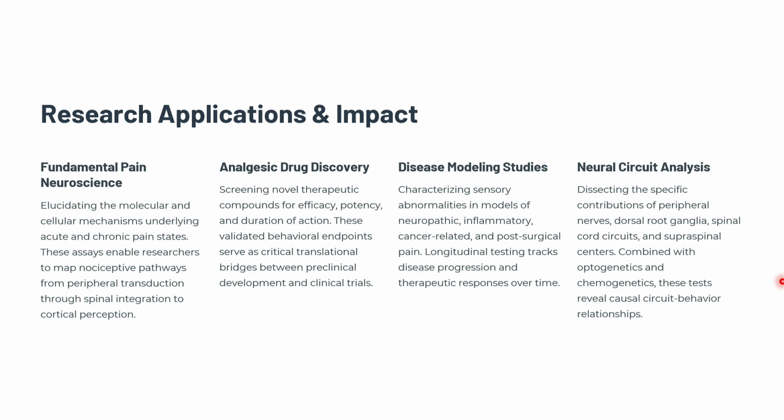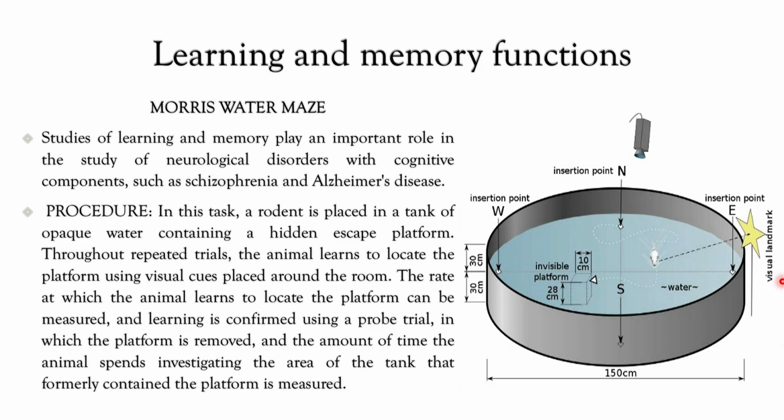The last is neural circuit analysis, dissecting the specific contributions of peripheral nerves, dorsal root ganglia, spinal cord circuits, and supraspinal centers. Combined with optogenetics and chemogenetics, these tests reveal causal circuit behavior relationships.